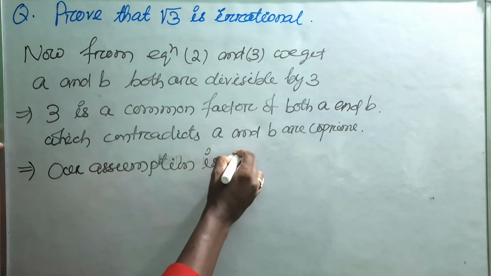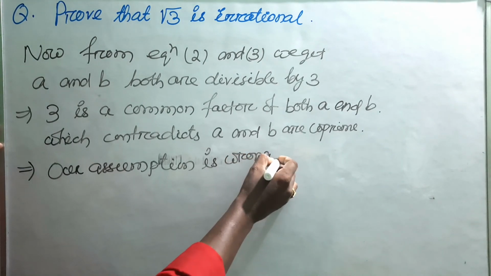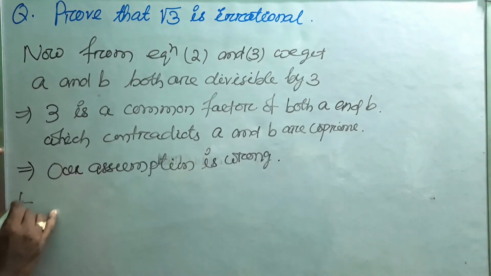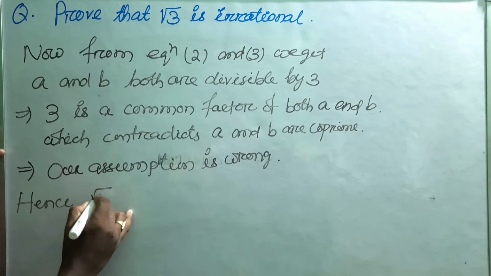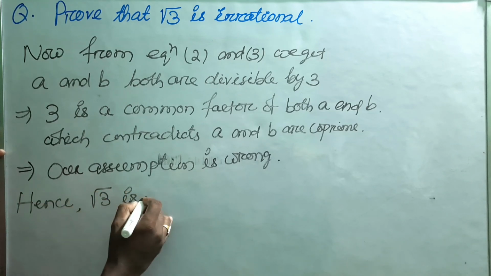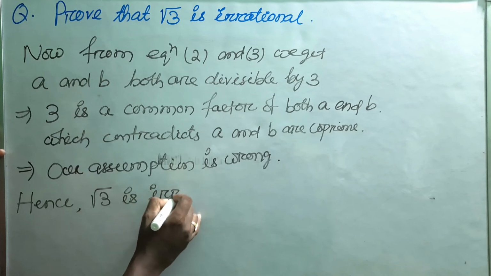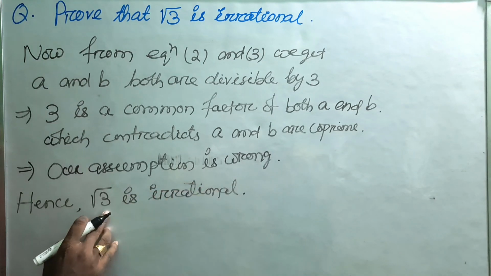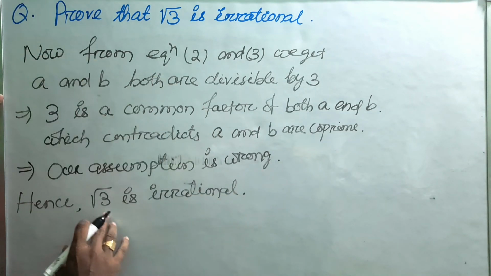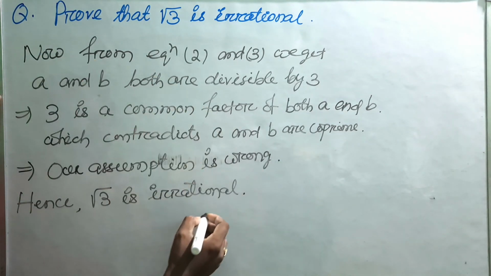Our assumption is wrong. That means, hence you can write, hence root 3 is irrational. What have we taken? We have assumed root 3 is rational, so that is wrong. So root 3 is actually irrational. So proved.